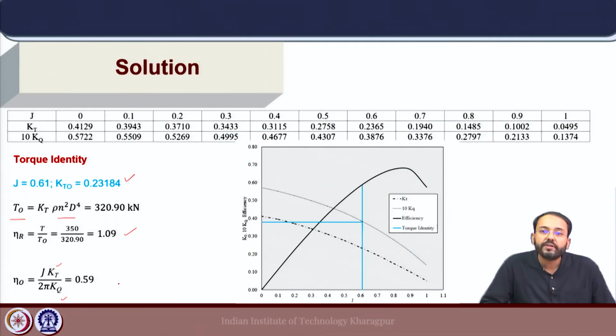So, this problem gives a basic idea of calculation of the Hull-Propeller interaction coefficients and efficiencies using thrust identity and torque identity.